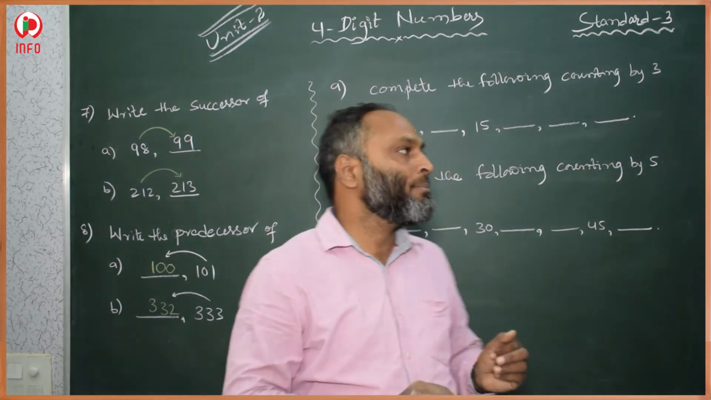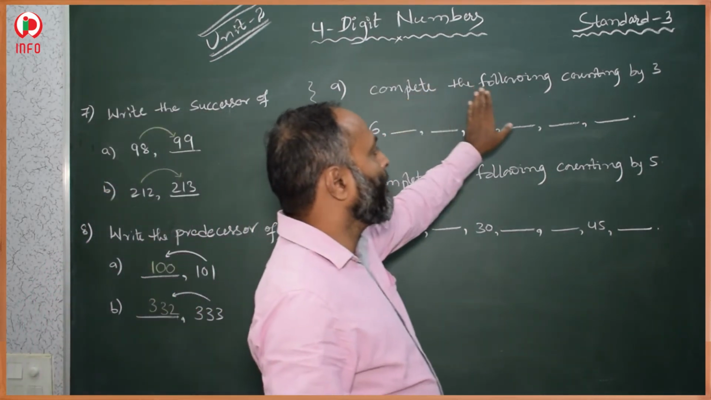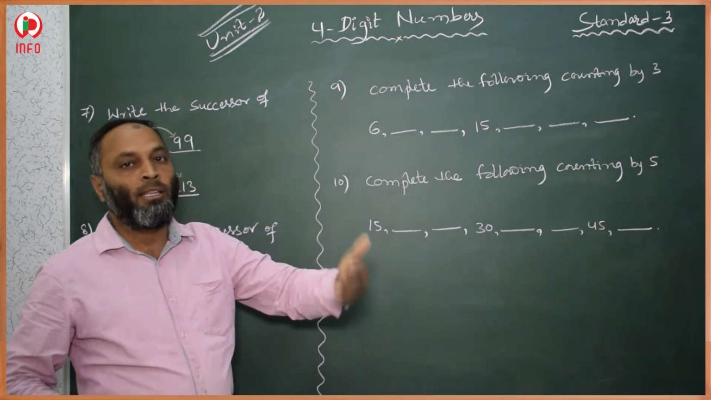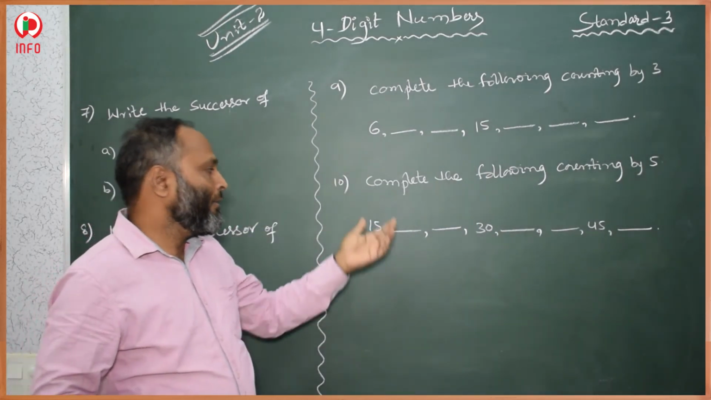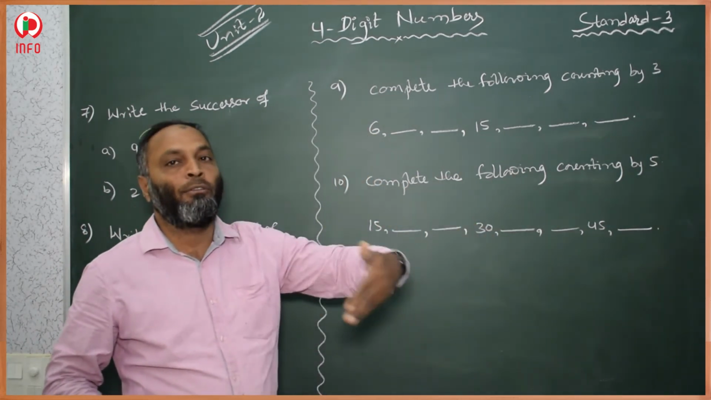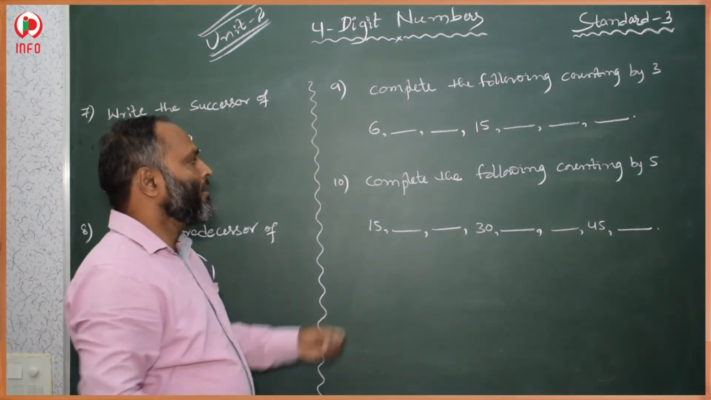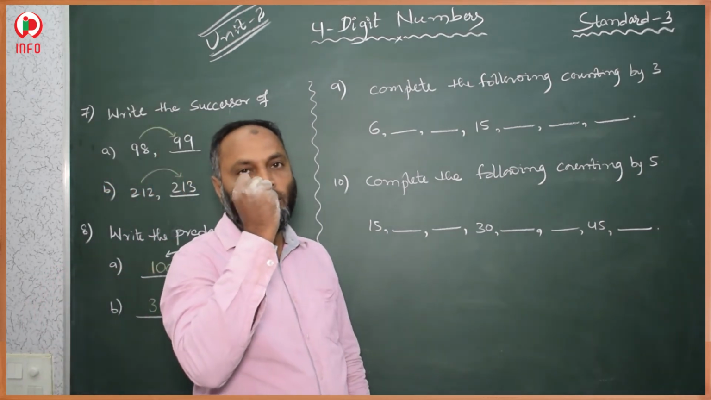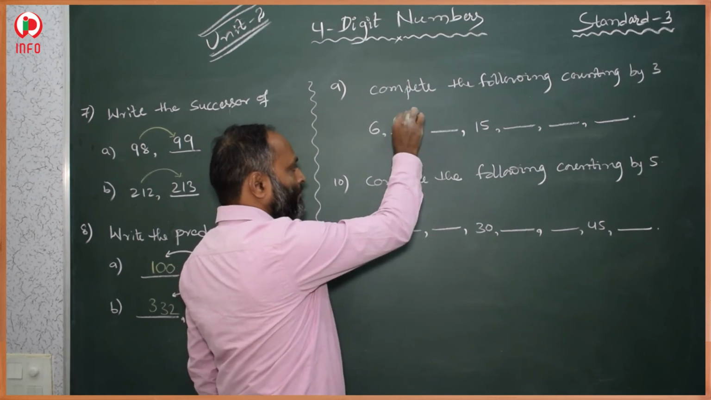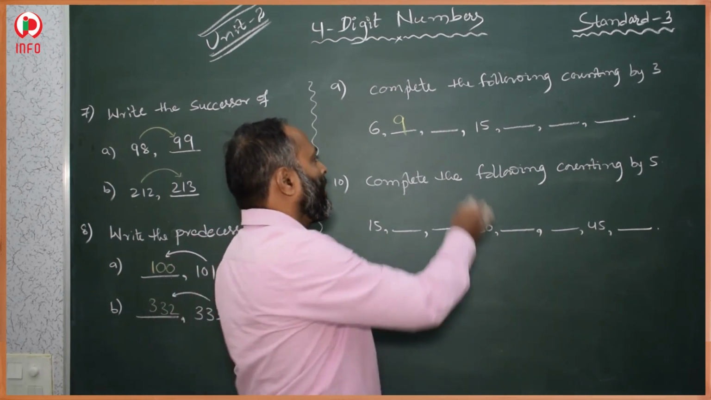Then our next concept is skip counting. Here we complete the following counting by 3. Counting by 3 means we increase by 3 each time. In the second question, counting by 5 means we increase by 5 each time. There is a very easy method here. After 6 we count 7, 8, 9. The next number is 9. After 9: 10, 11, 12.